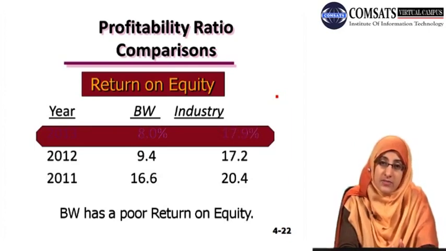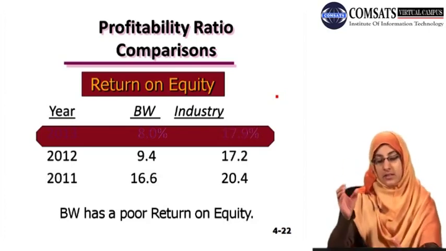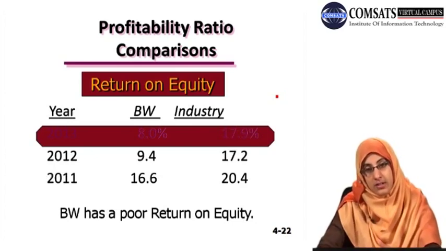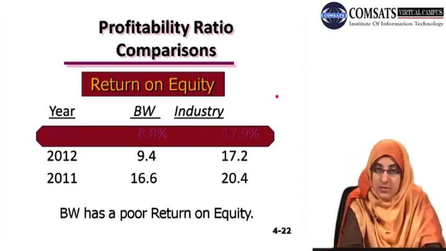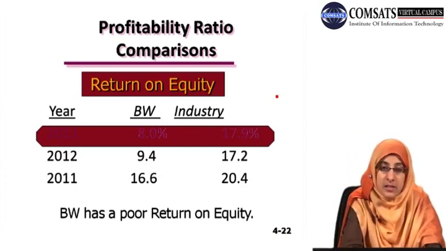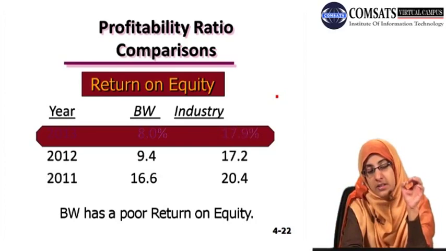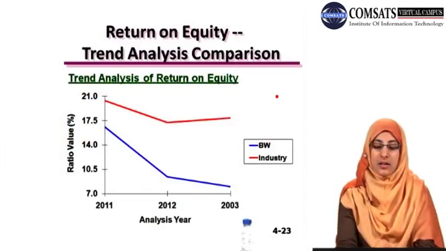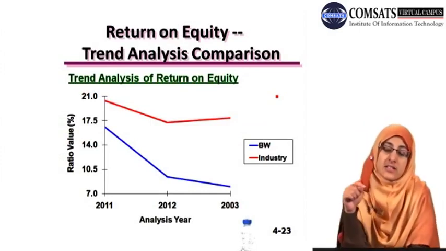Now if we compare it with the industry average, we can see that there is a huge difference. Basket Wonders is not even at half the value. The industry average return on equity is 17.9% and yours is 8%, which is not half of what other competitors in the industry are earning. So it has a very poor return on equity, which is a bad sign and an alarming situation where the company seriously has to look into its profitability ratios, the percentage return it offers to its shareholders. Now, if we look at the return on equity trend analysis comparison, we can see that the blue line has a very decreasing trend.